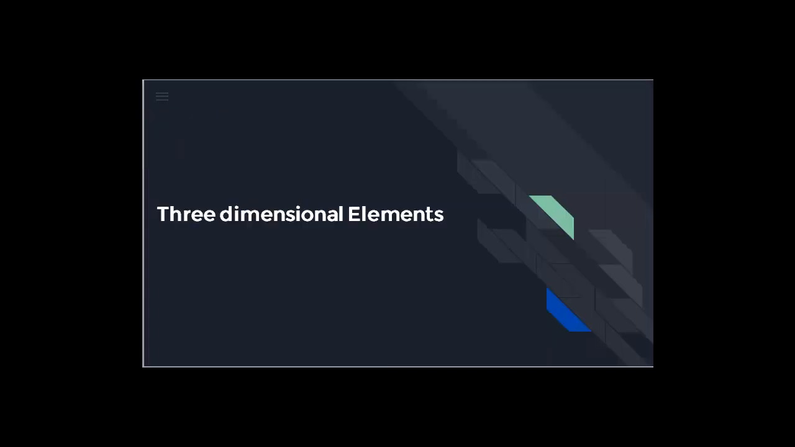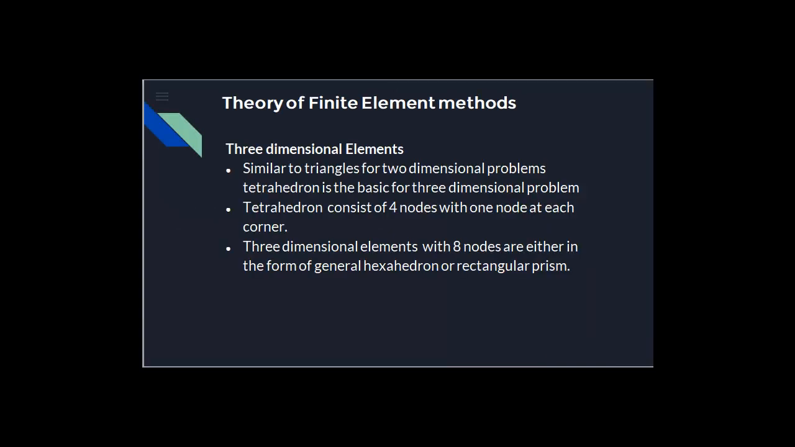Next to 2-dimensional elements, now let us see in detail about 3-dimensional elements and their different types. Similar to the triangles for 2-dimensional problems, the tetrahedron is the basic element for 3-dimensional problems. This tetrahedron consists of 4 nodes, one node at each corner. The three-dimensional elements with 8 nodes are either in the form of a general hexahedron or a rectangular prism.